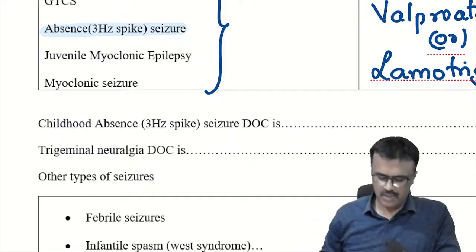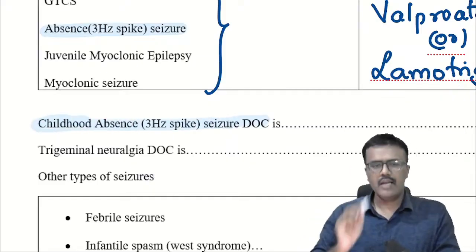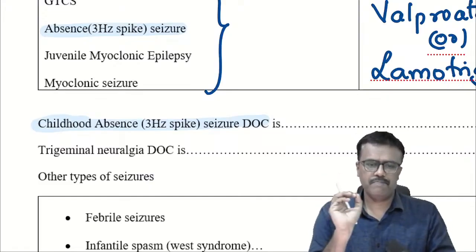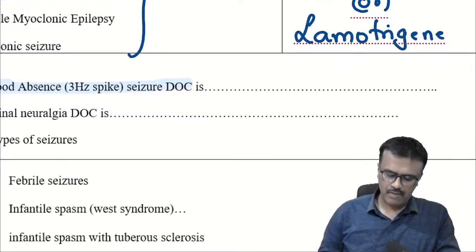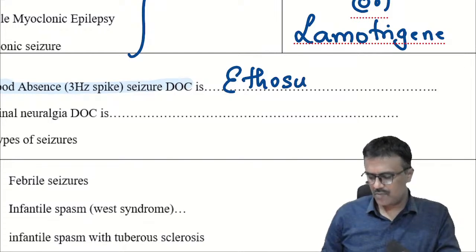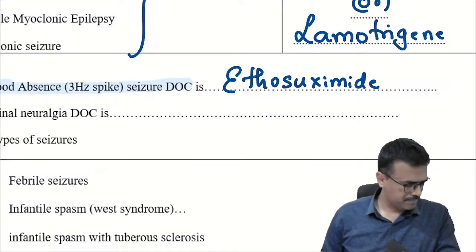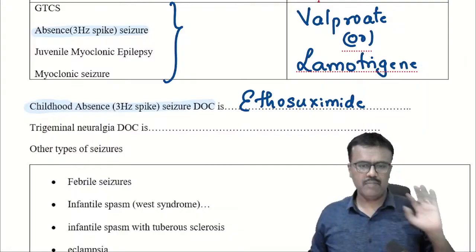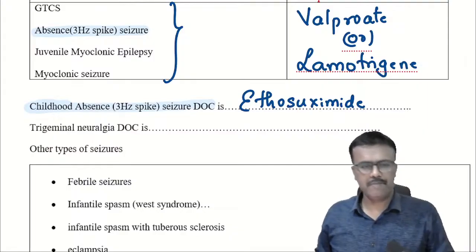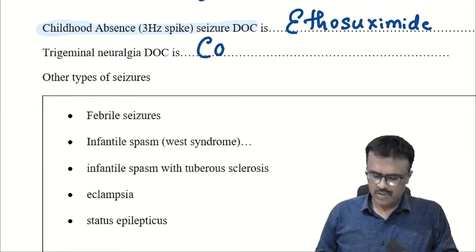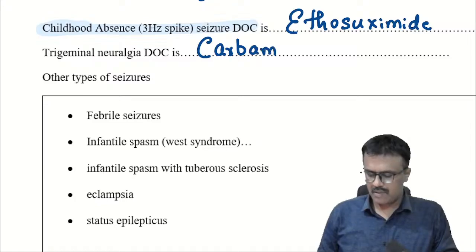But the problem is in children, can I use valproate? Because valproate is hepatotoxic. It's a very toxic drug. So in child, if they are given absence seizure, and there is an option called ethosuximide, choose it. Give ethosuximide. Otherwise, if they are not given any child or something like that, go for valproate. Trigeminal neuralgia, the drug of choice is carbamazepine.